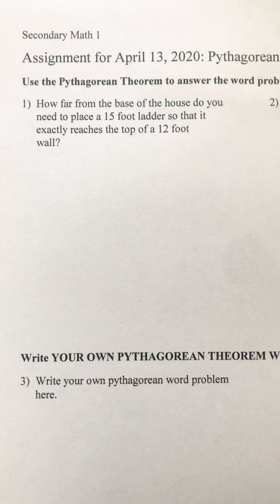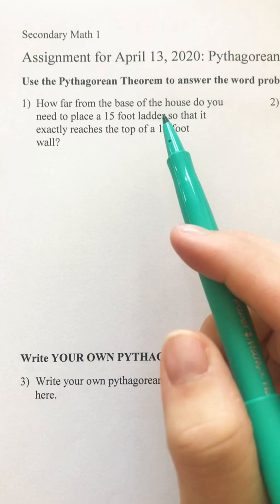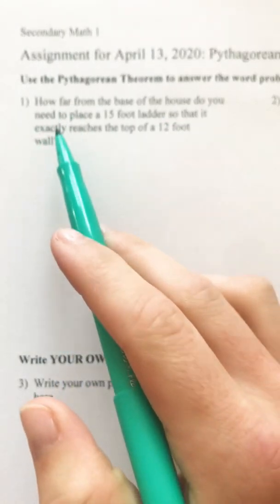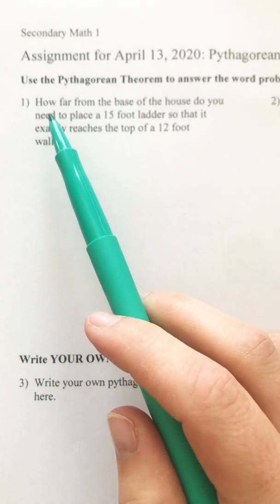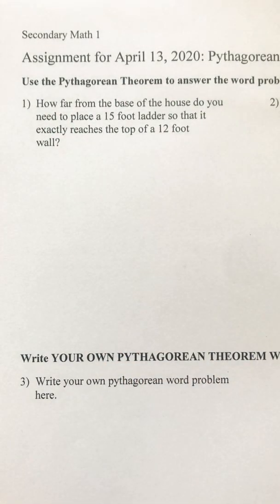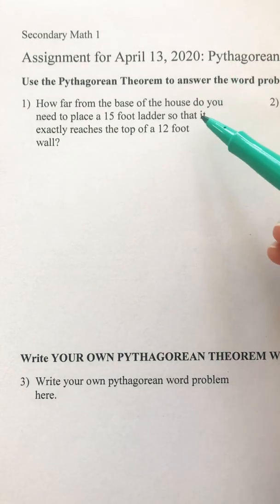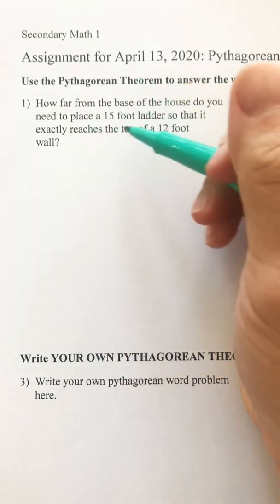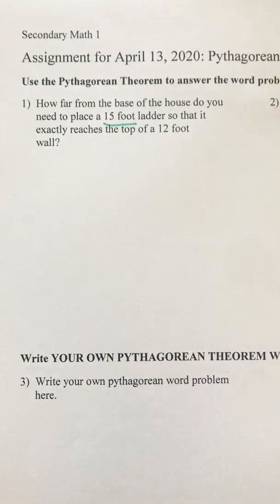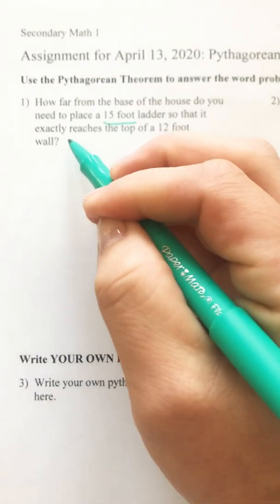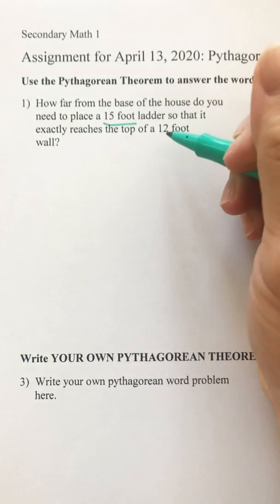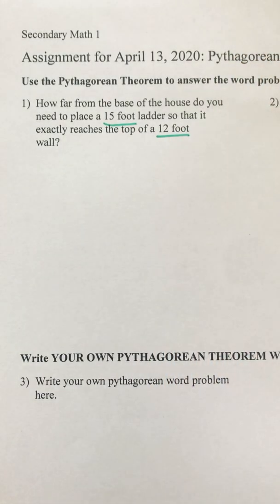And as I am reading, I am going to underline information that I feel is going to be useful. Okay, so number 1. Oh, it got blurry as soon as I put my pen in there. Maybe I should keep my pen out. Okay, how far from the base of the house do you need to place a 15-foot ladder? Okay, I'm going to underline 15 foot, or 15 feet, so that it exactly reaches the top of a 12-foot wall.